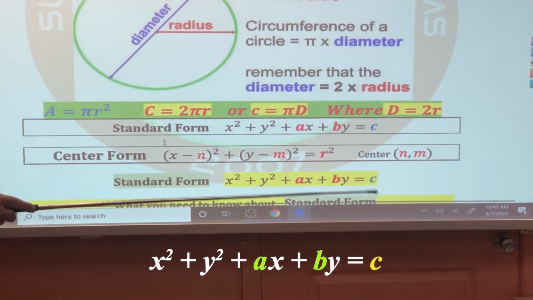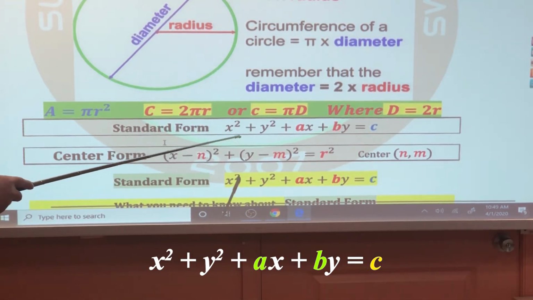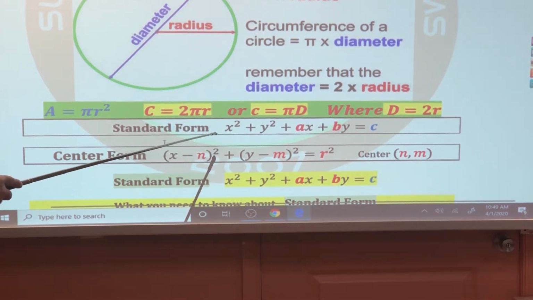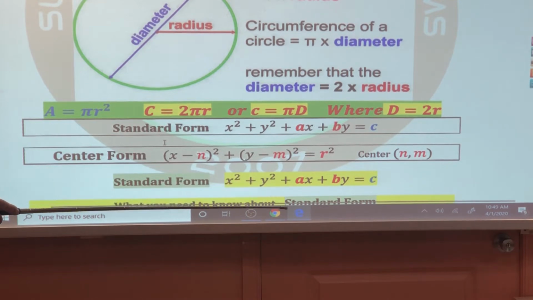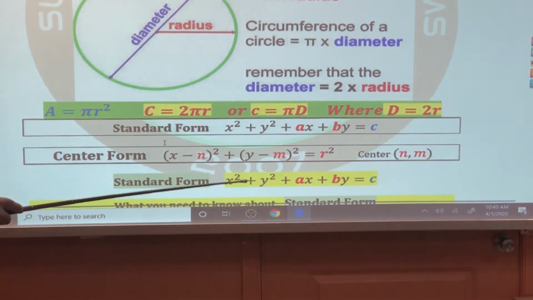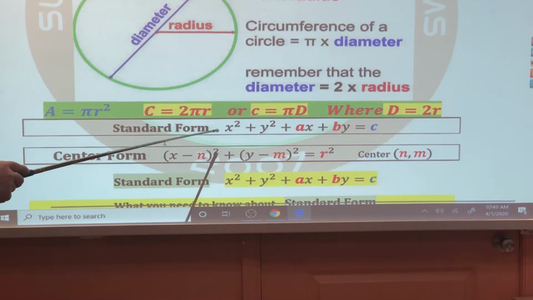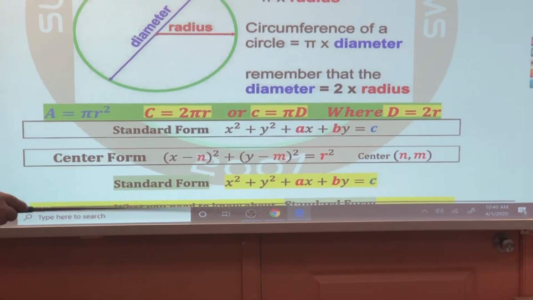One thing you have to remember: to have a circle, you have to have both x squared and y squared with the same coefficient, both positive. You cannot have one positive and the other negative. If you do, it will be a different type of conic section, which is not our topic in the SAT. Maybe for SAT Math Level 2 you have to know this, but for now, you have to have x squared and y squared with the same coefficient.